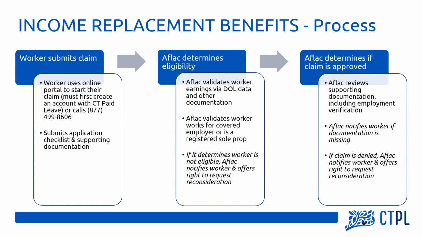The thing to remember is that if that does happen, or if employees have any issues, they need to contact AFLAC directly. AFLAC will review the supporting documentation and especially review employment verification. If documentation is missing, AFLAC will reach out to the employee via email, text, or by phone. And if the claim is possibly denied, AFLAC will notify the employee/worker and let them know what the next steps are for what's called reconsideration.